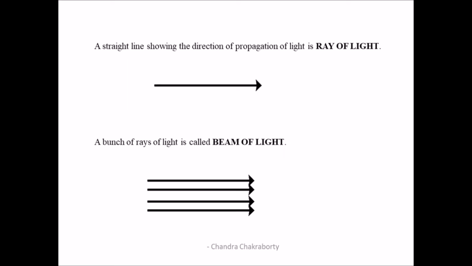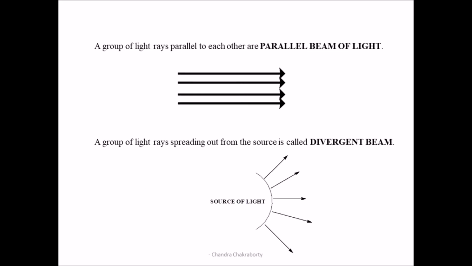Now let us discuss some of the terminologies associated with light. The first one is ray of light. A straight line that represents the direction of propagation of light is called a ray of light. When such rays of light accumulate and form a bunch, that bunch is called a beam of light. A group of light rays that are parallel to each other is called a parallel beam of light. A group of light rays that spreads out from the source is called a divergent beam.